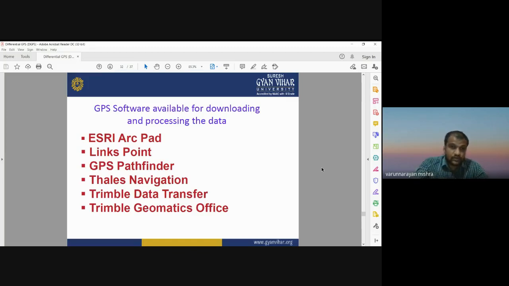So to download and post process the data sets received by the Trimble GPS, they will be downloaded only by the Trimble Data Transfer or Trimble Geomatics Office. So depending on the company, depending on the type of GPS receiver you are using, you need to choose different software depending on your company.